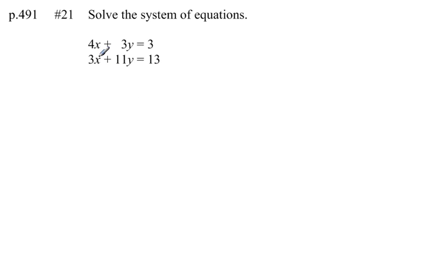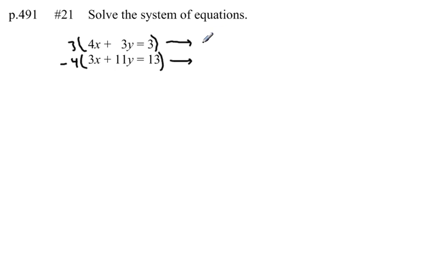I'm going to try to get the x's to cancel. So to do that, I'm going to multiply this top equation by 3. That'll give me 12x. I'm going to multiply this bottom equation by negative 4. That'll give me negative 12x. And then when I add these two equations together, the x's will cancel.